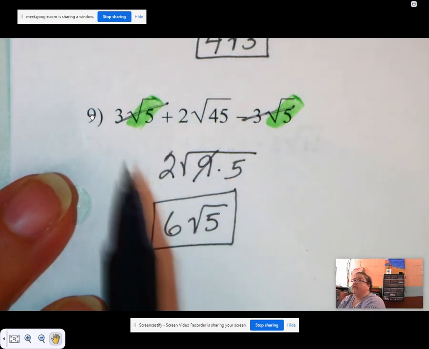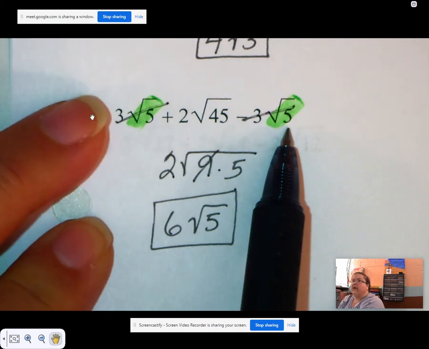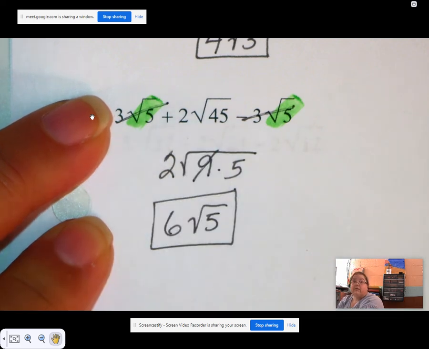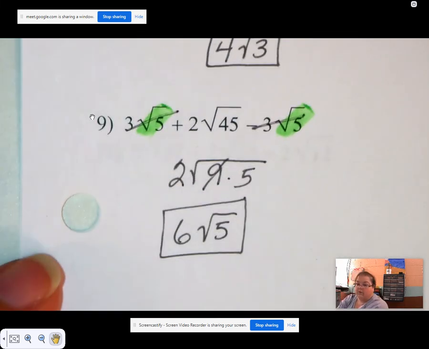So if you see from the problem itself that I have like radicals that will combine to make 0, go ahead and mark those out and only work with what's left. Questions? I want to give you time to work on your homework.